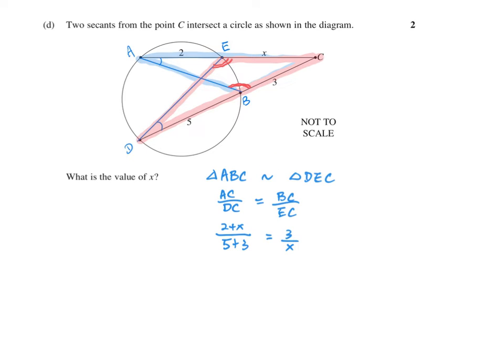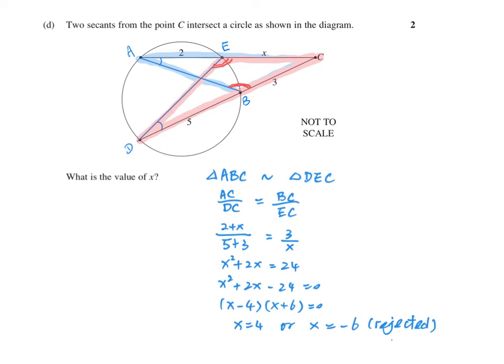For similar triangles, you can tell that the sides are in the same ratio, they are proportional. Therefore, we know that side AC divided by side DC should equal side BC divided by side EC. They are proportional sides. Side AC is 2 plus x, side DC should be 5 plus 3, side BC equals 3 and side EC equals x. Now solving for x is not a problem because it is just a simple quadratic equation: x equals 4 or minus 6.